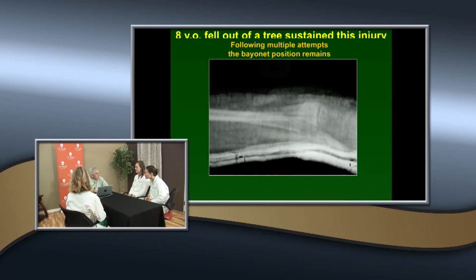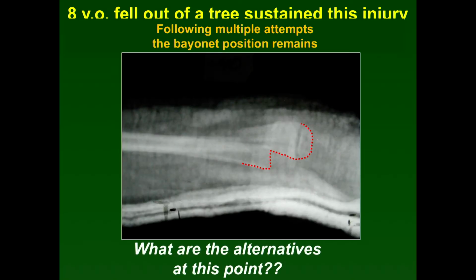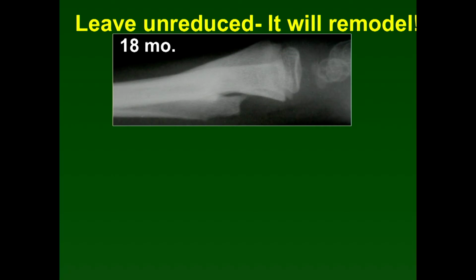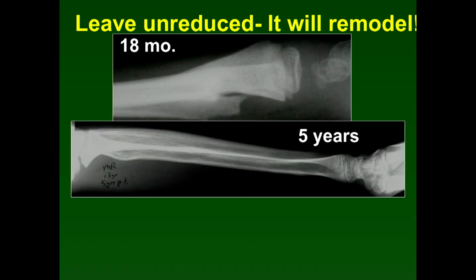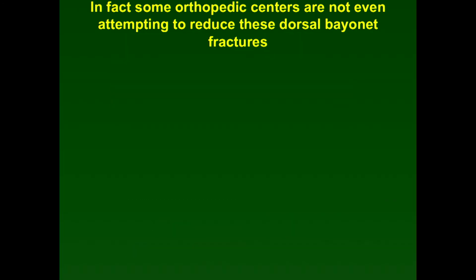Huh? You've got dorsal bayonet. What are we going to do? Go to the OR. Why? Okay, what are the alternatives? You can go to the OR, but then you're going to put a scar on this patient. Well, you leave it alone because it's going to remodel. Here's this patient at 18 months, and here's this patient at 5 years. And the big thing is you don't put them in full pronation. So, in fact, there are some centers now that are not even attempting to reduce these dorsal bayonet.